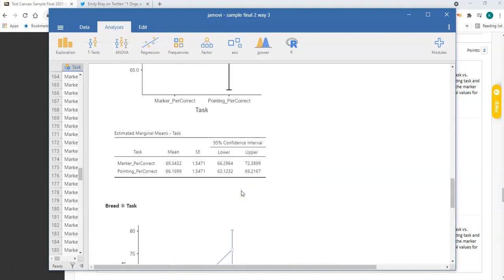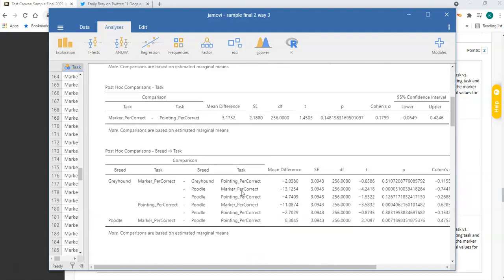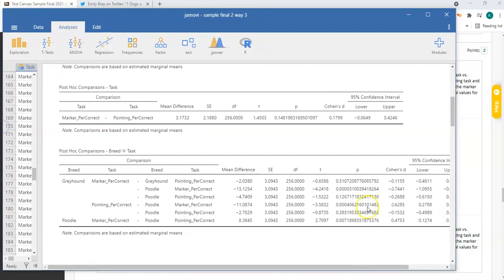But again, you should go up and look at the simple effect p-values, and you're going to find those right here. So greyhound marker, greyhound pointing. Here's your p-value, 0.5, not compelling at all. Here is your d, not compelling, very small effect. So that's about what we expected.